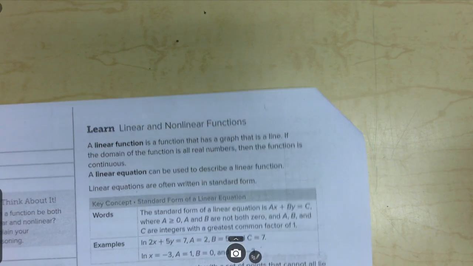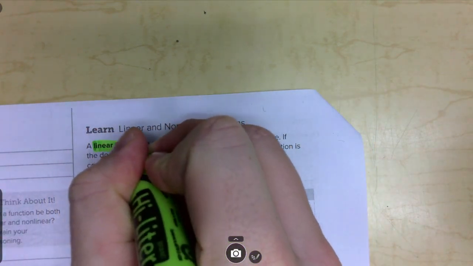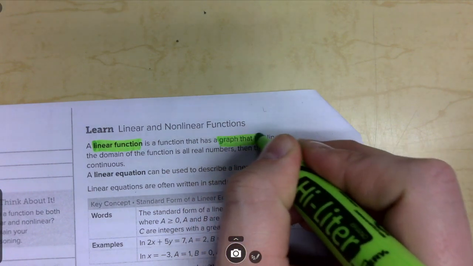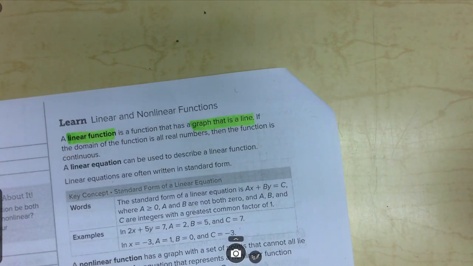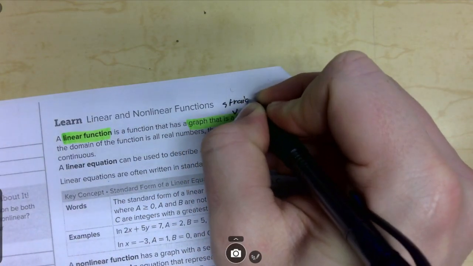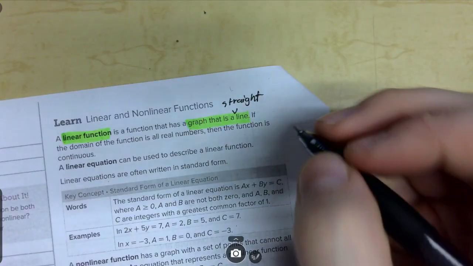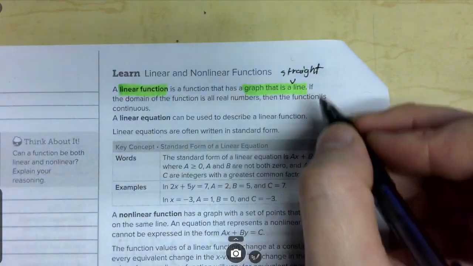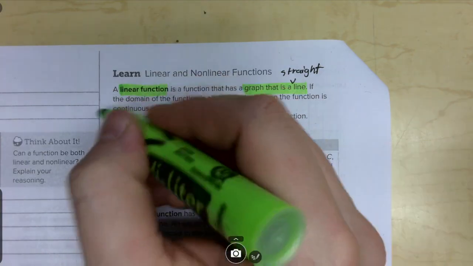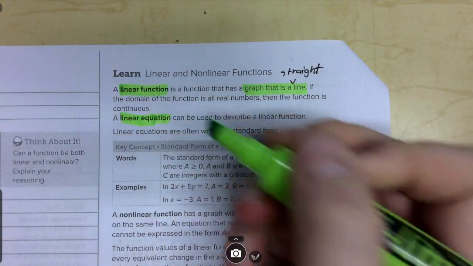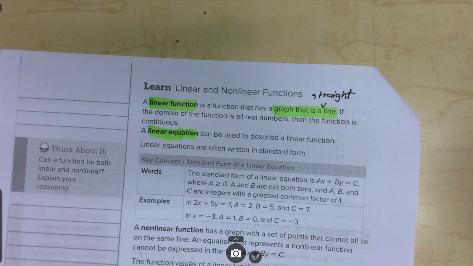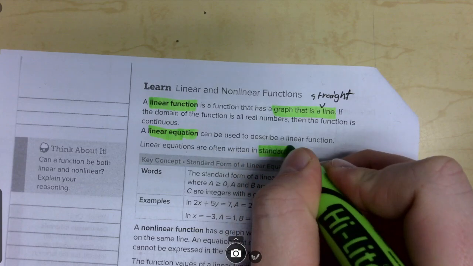Next up, a linear function is a function that has a graph that is a line, and not just any line. We need to say it is a straight line. Again, by math rules, all lines are straight. A linear equation can be used to describe a linear function. And linear equations are often written in standard form.